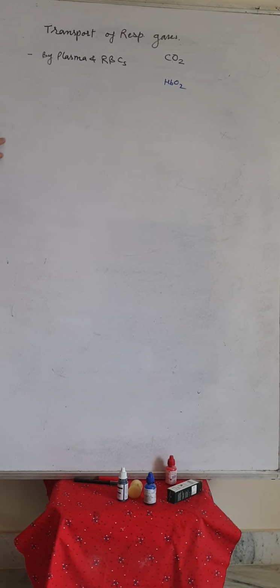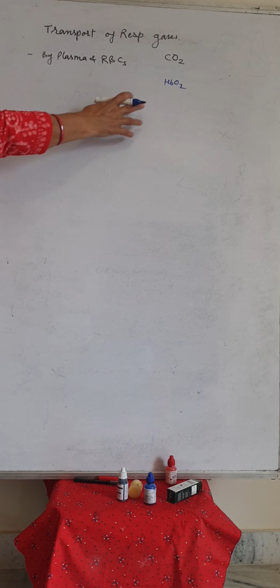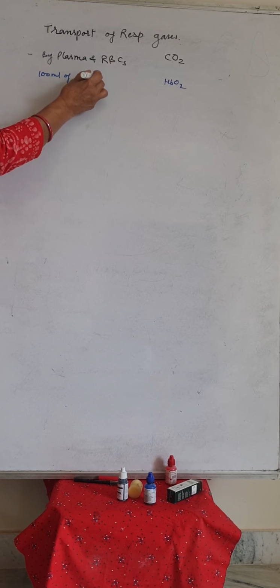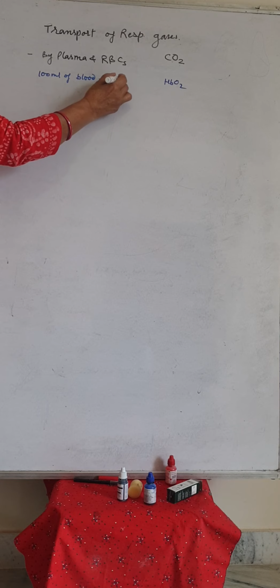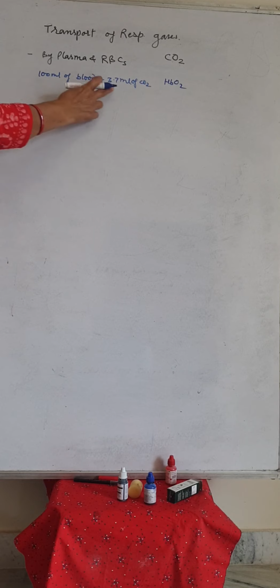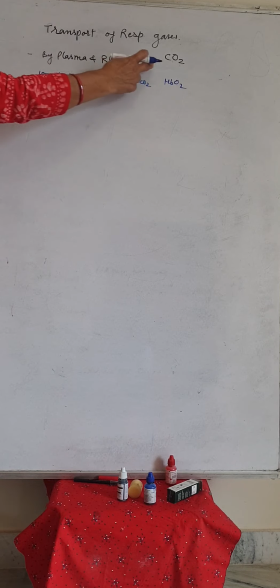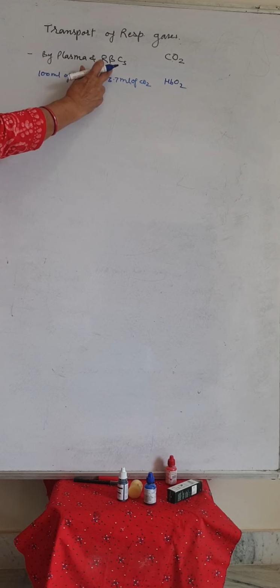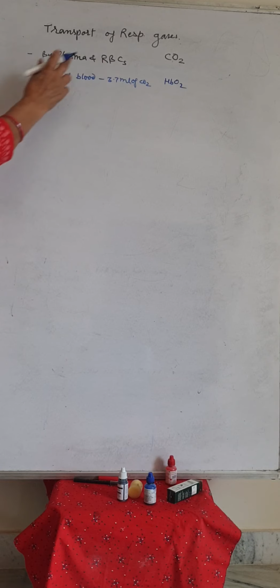We already discussed that 1 gram of hemoglobin carries 1.3 ml of oxygen. But in the case of carbon dioxide, 100 ml of blood carries 3.7 ml of CO2, which is nearly 4 ml. So carbon dioxide is transported in two ways: in the plasma in a dissolved state, and in the RBCs with hemoglobin.